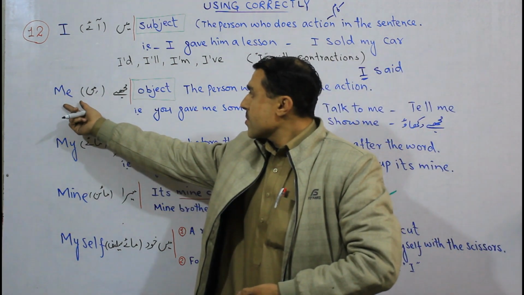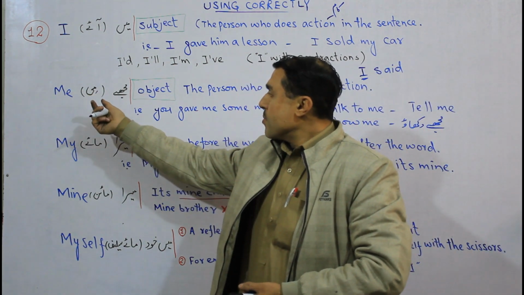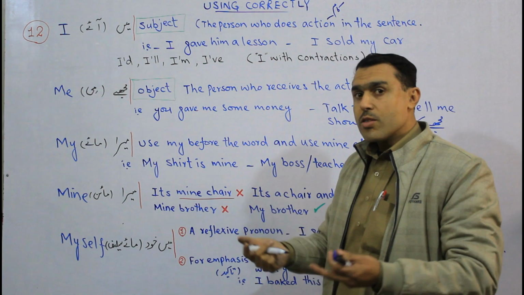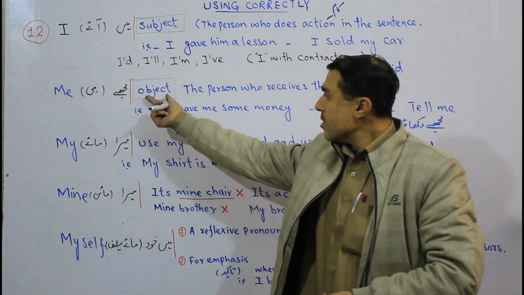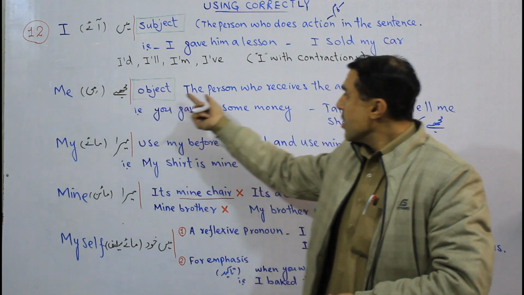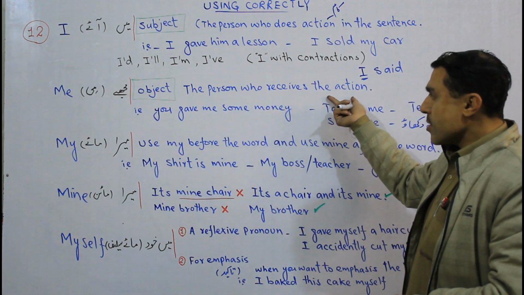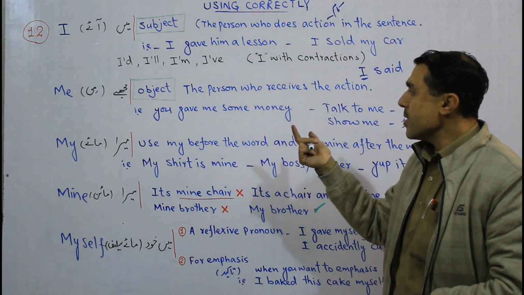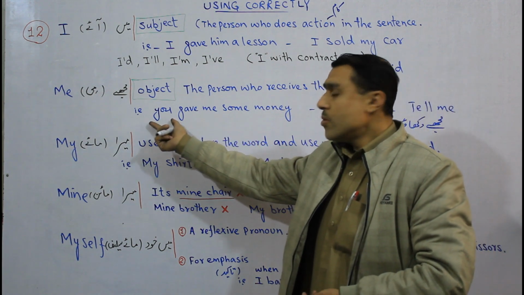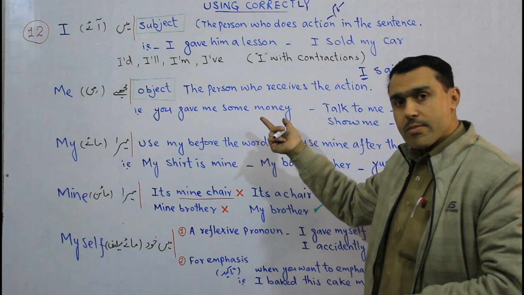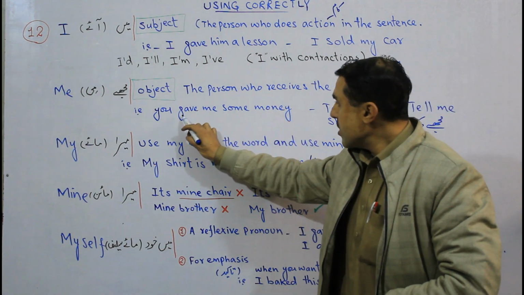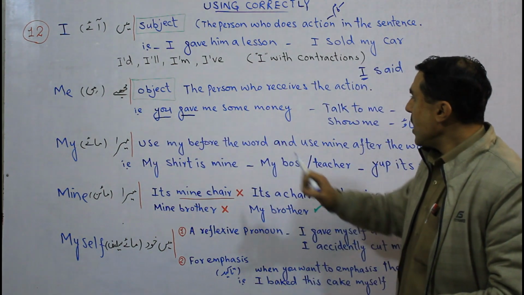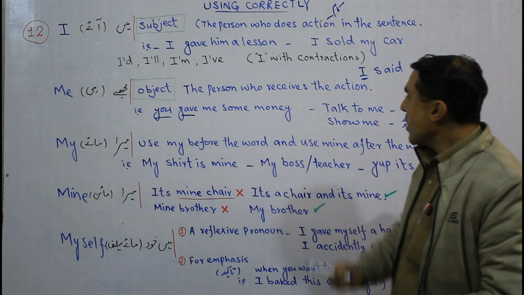So we have another word, that's me. It is pronounced like me, means mujhe. We say give it to me. This is used as object, the person who receives the action. We have an example here. You gave me some money. So this is the action and this is a person who receives that some money.